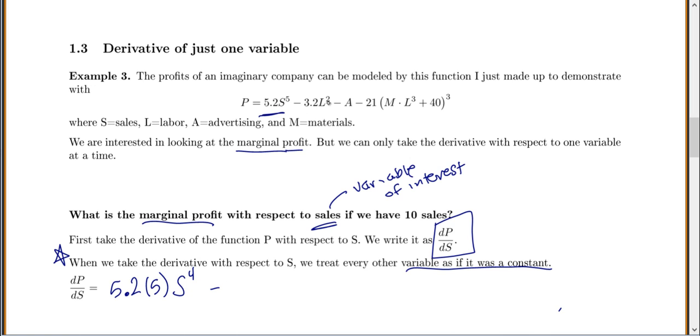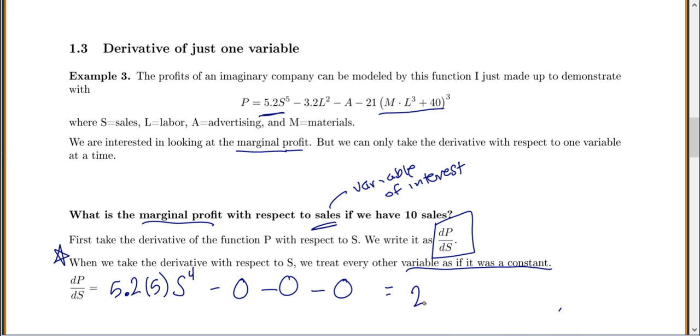Now we have minus 3.2 l squared. Now L is not the variable we care about, so we treat that as a constant. And what's the derivative of a constant? The derivative of a constant is 0. Minus A, again, we don't care about an A, so it's just a constant, so 0. Minus 21 times m times l cubed plus 40 times 3. Notice there are no s's there at all, so it's still just a constant, even though it's very complicated looking, and it's still just 0.